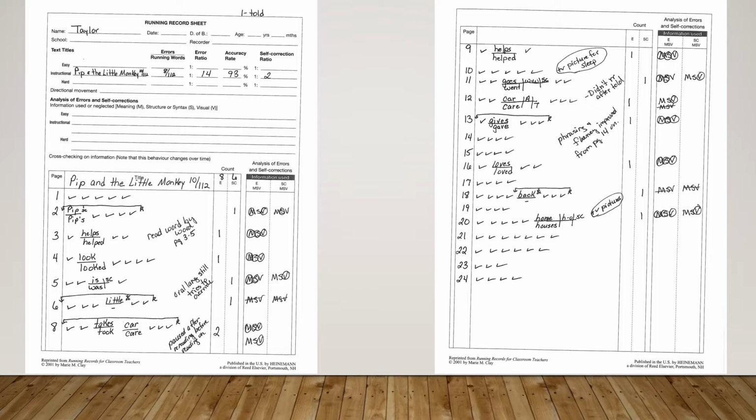She knew this page was not correct when she read it because it did not make sense. It did not sound right. She knew it was wrong, but she did not know how to self-correct it. So that's a plus. If you look on page 9, she did cross-check the picture for the word sleep.